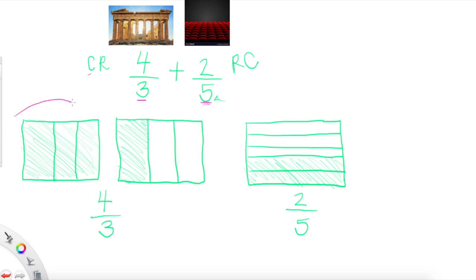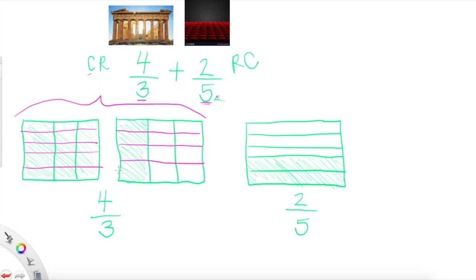So again, keep in mind this is 4/3. So I'm going to lay rows on top of 4/3. Keep in mind I'm not just laying my rows on top of my 3/3, I have to lay rows on top of 4/3. How many rows? 5. So I have 1, 2, 3, 4, 5 rows here. And remember, we're laying rows on top of 4/3, not just our 3/3. And we're pretending that these are all the same size.